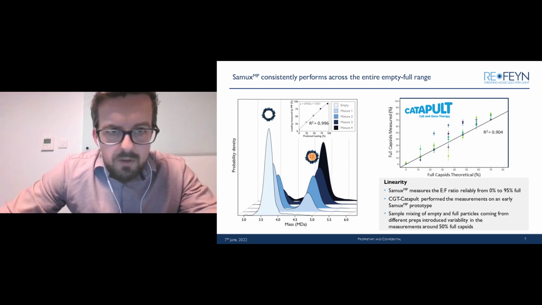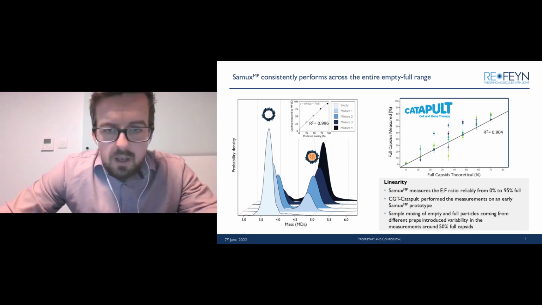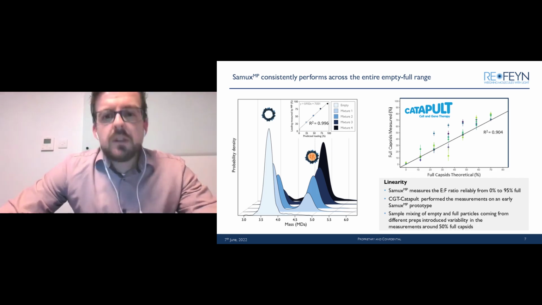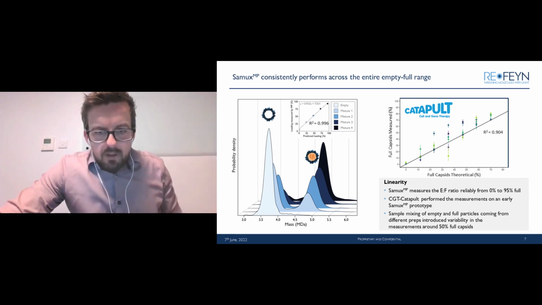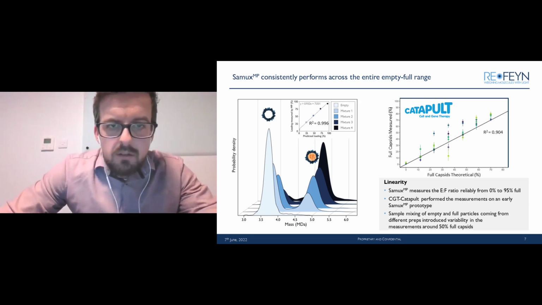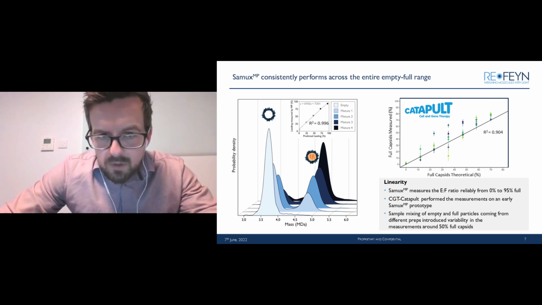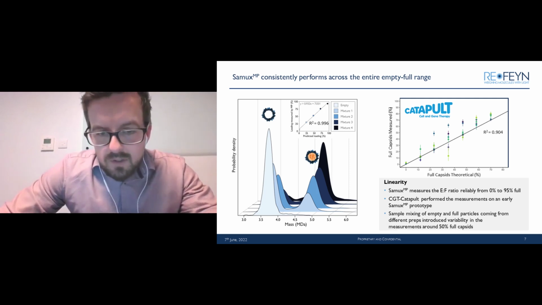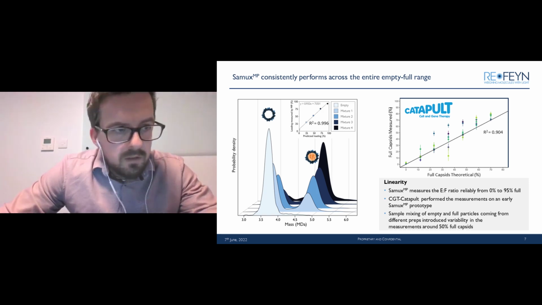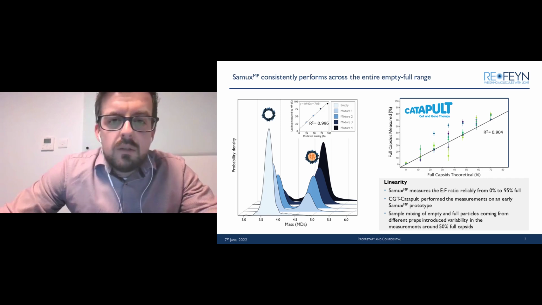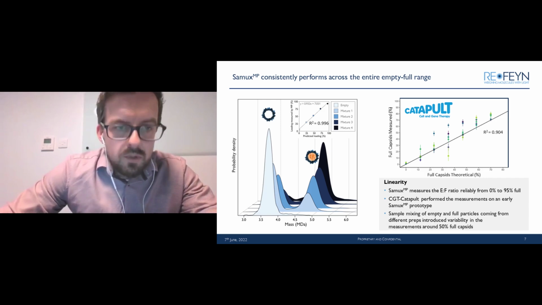One of our first collaboration partners, Cell and Gene Therapy Catapult, performed a very similar experiment. In this case, they used empty and full preps, where in this case, full was 70%, and they mixed these in different ratios. Again, on the x-axis, we can see the theoretical values, and on the y-axis, the values captured using the SAMX instrument. And as we can see, there is a very good agreement between the two. The variability that we can see in the center there just relates to mixing of the sample rather than being due to the instrument itself.